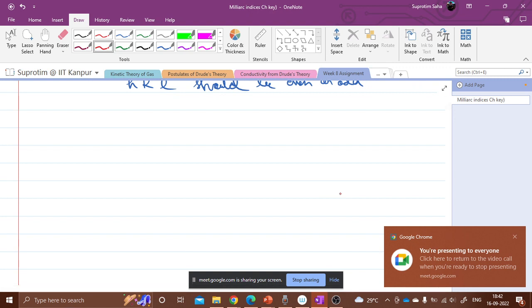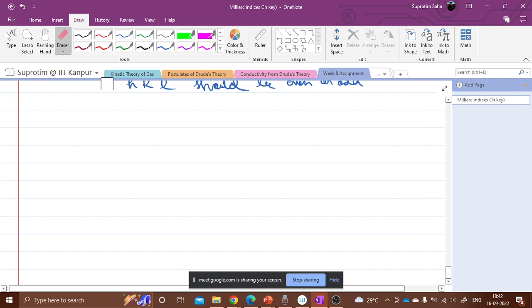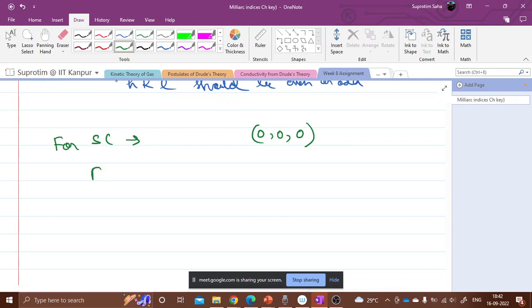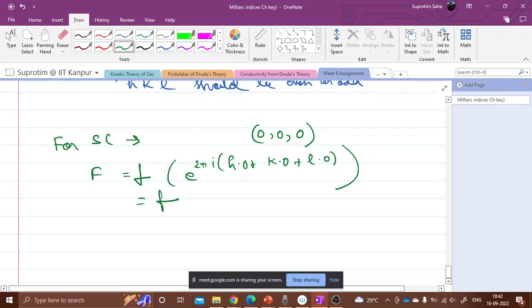So for simple cubic, there are only atoms at 0, 0, 0, right? So F is f times 1 plus 1 plus 1, that is, f times e to the power 2 pi i, 0 times h plus 0 times k plus 0 times l. So it doesn't matter what H, K and L you have, it always results in a possible reflection.